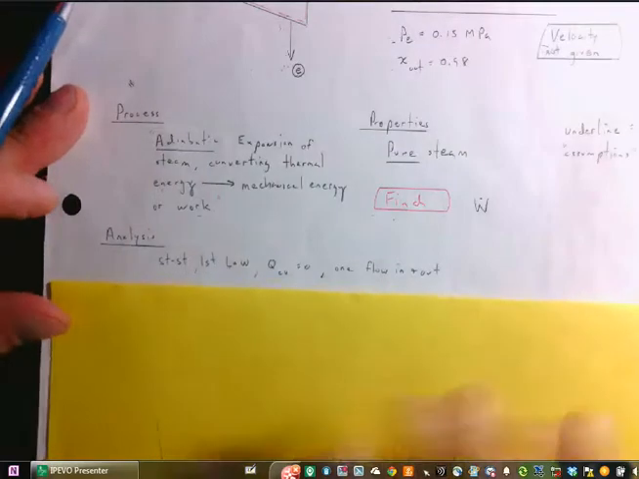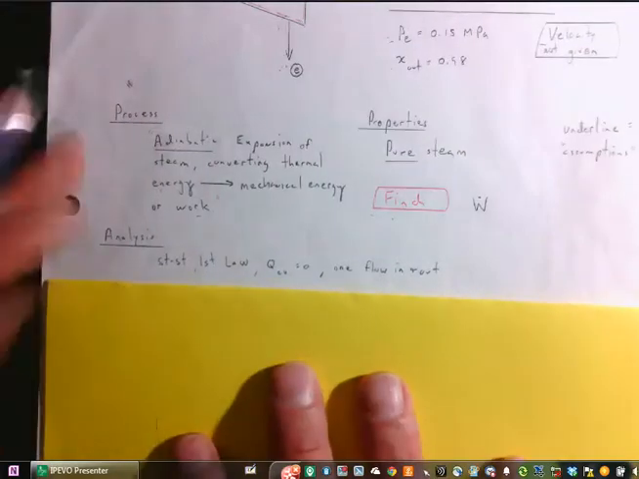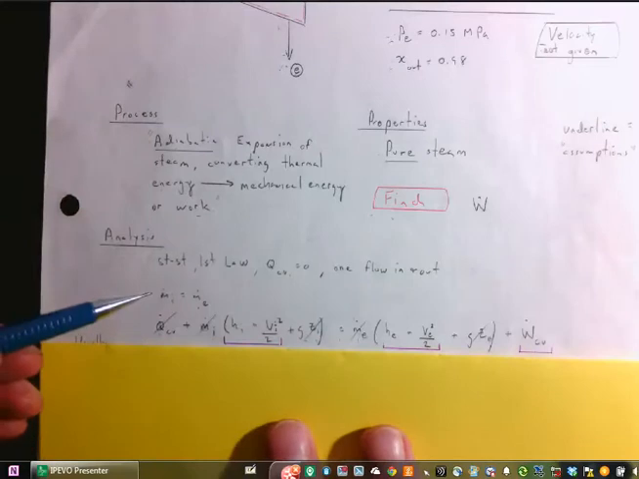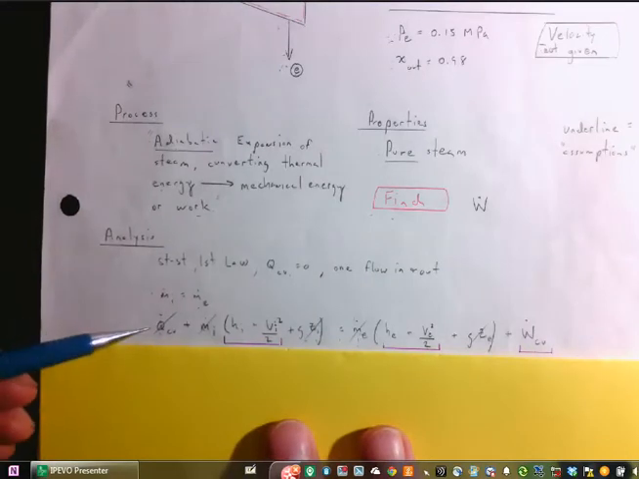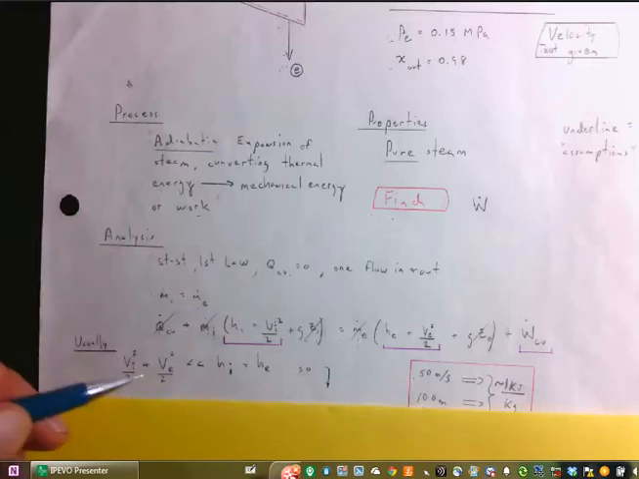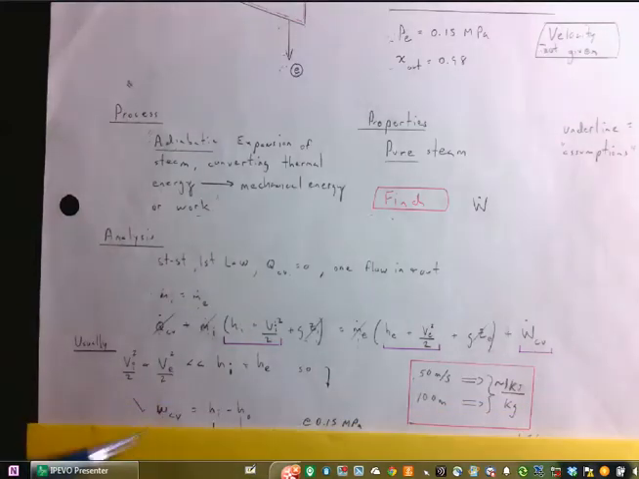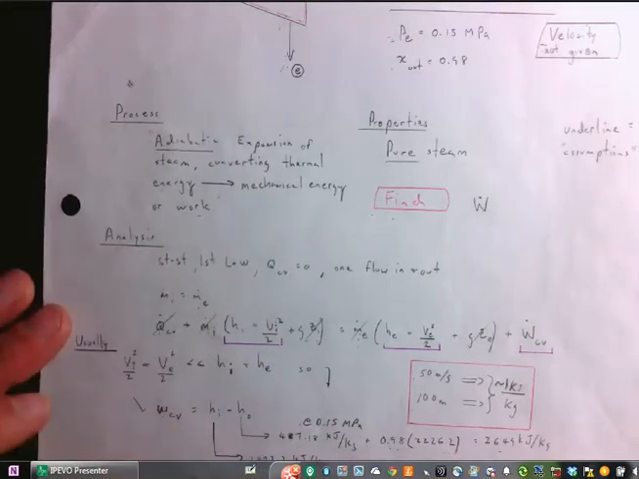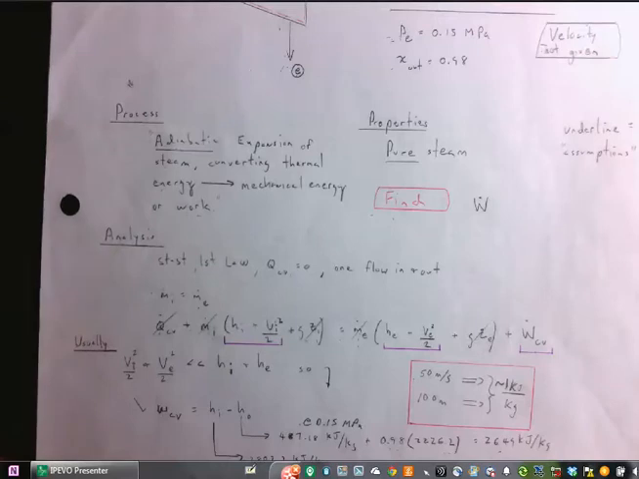Recognizing that steady state is assumed, one flow in, one flow out, using conservation of mass, conservation of energy, pruning them down with given assumptions. We get to the final, most important equation. We then return to our property skills, looking those up, and finally finishing with the final calculation.